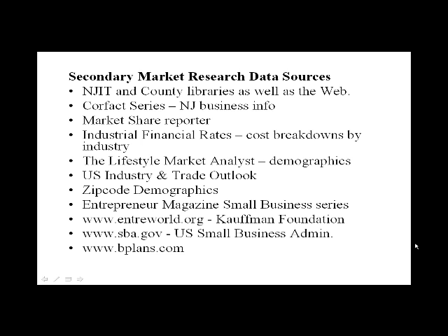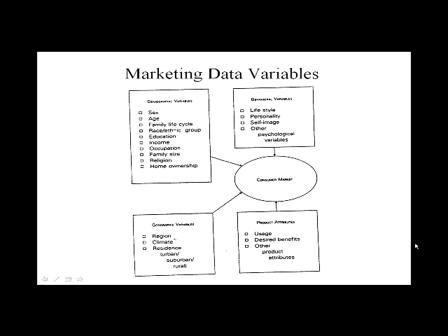Here's a list of sources of secondary research. There's lots of good stuff out there, as you can see. A lot of this is available at the county libraries, or the county college libraries, which typically have a good business section. Morris County College Library, CCM, County College of Morris, Essex County College, good business libraries, reference libraries for this kind of information.